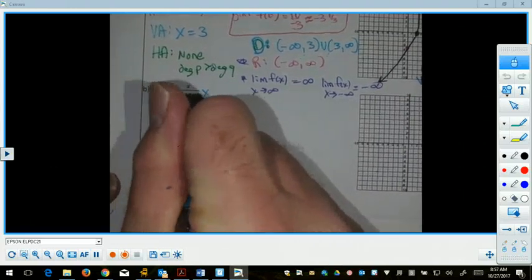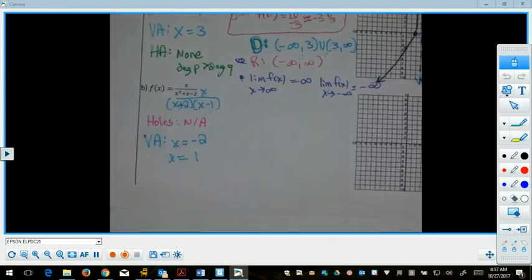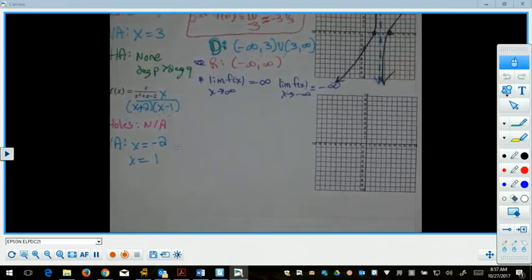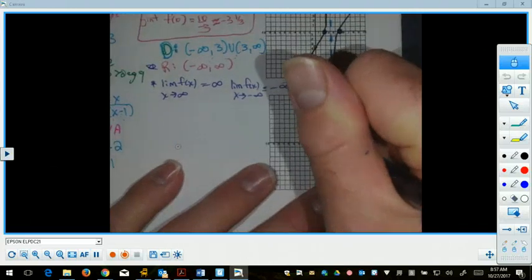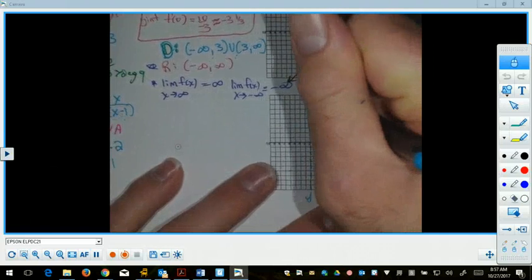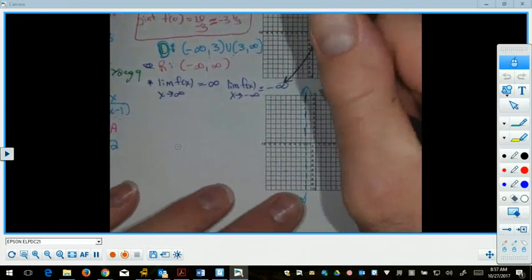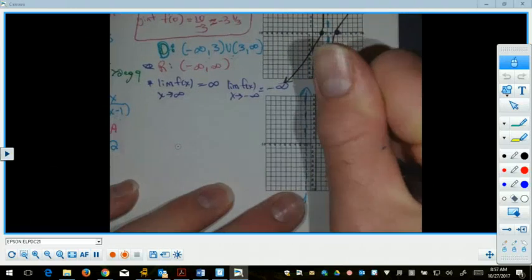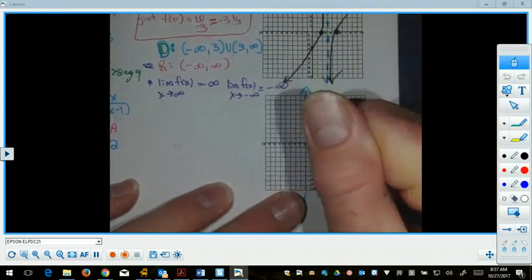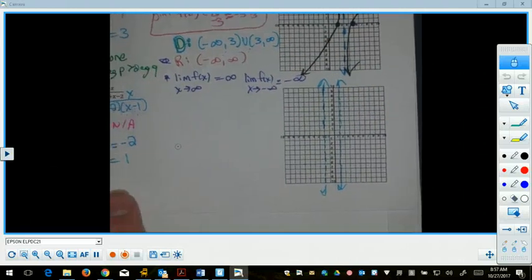So the ones that Kiana said we can't have for x, those are our vertical asymptotes. X is going to be negative 2 for the vertical asymptote. X is going to be positive 1 for the vertical asymptote. So on my graph, I'm going to go over to negative 2 and do a vertical dashed line. And at 1, I'm going to do the same thing, a vertical dashed line. So that's our vertical asymptotes.